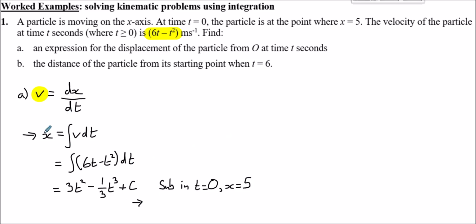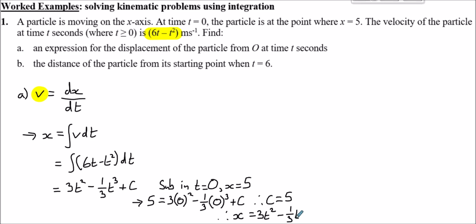So if we just put in now x is 5, so 5 equals 3 lots of t squared, so 3 lots of 0 squared, minus a third multiplied by t cubed, which is going to be 0 cubed, plus c. We can now see that c must be equal to 5. And therefore, the displacement x must be 3t squared minus a third t cubed plus 5. And we've solved that for part A.